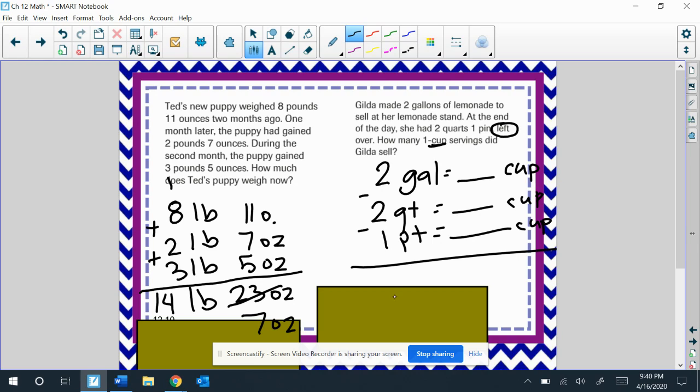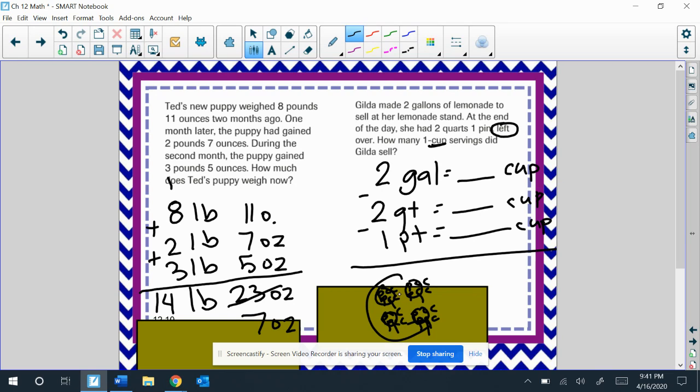If you remember your gallon kingdom, we have 4 powerful queens. Each queen had a prince and a princess. I hope you have more space to write this on than I do. Each prince and princess has 2 cups. All right, we have everything we need right here.